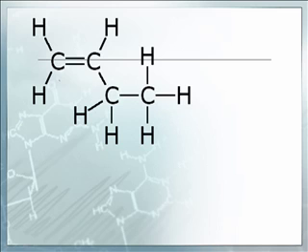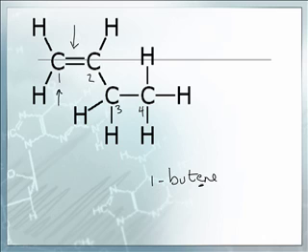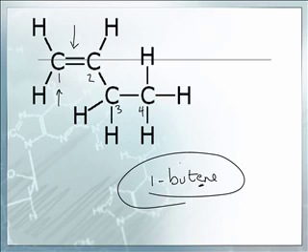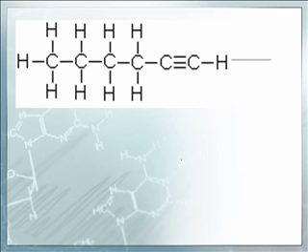There are 4 carbons, so 1, 2, 3, 4. Now I'm going to number it this way because I want the double bond to have the lowest possible number. So this is butene, since there are 4 carbons. The -ene says it has a double bond, and I'm going to say 1-butene, because the double bond is between carbon 1 and 2, giving you the lowest number possible. So 1-butene looks like that.